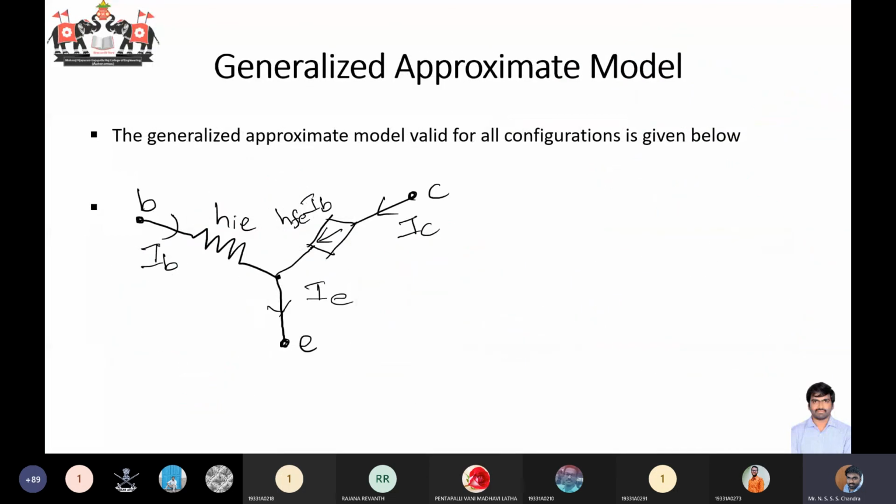So the generalized approximate model will be like this. Whatever connection you want to make, you can do it now. Whether you want to change it to a common base configuration, common collector configuration, or common emitter configuration, it is up to you. Okay. So I'll be talking about converting this generalized approximate model into CB and CC configurations in the upcoming class.